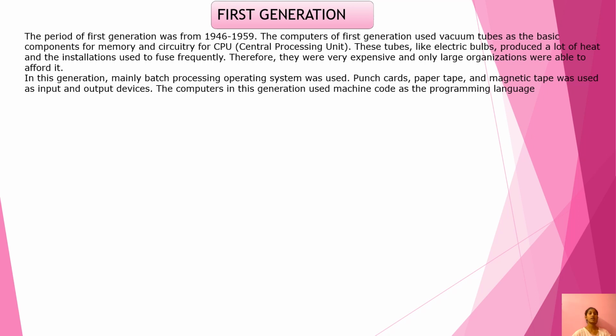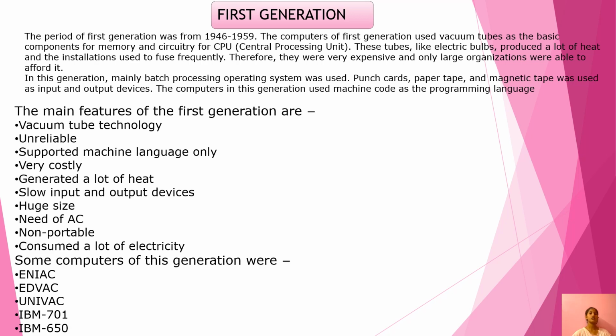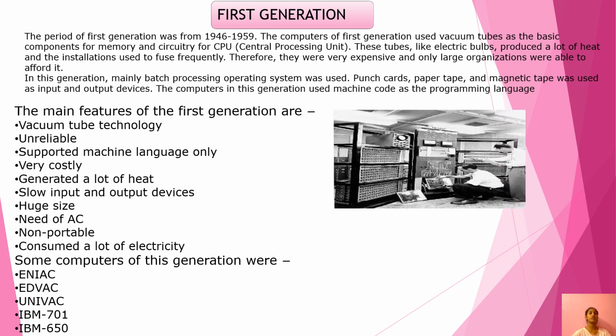In this generation, mainly batch processing operating system was used. Punch cards, paper tape and magnetic tape were used as input and output devices. These computers used machine code as the programming language. The main features of the first generation are vacuum tube technology, unreliable, very costly, supported machine language, generated a lot of heat, huge size, need of AC and consumed a lot of electricity. Some computers of this generation were IBM 701, IBM 650 and so on.